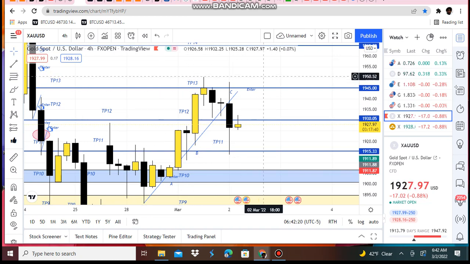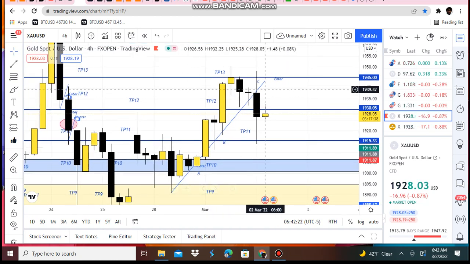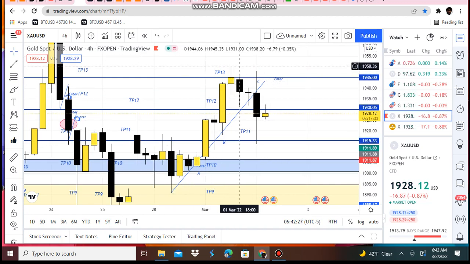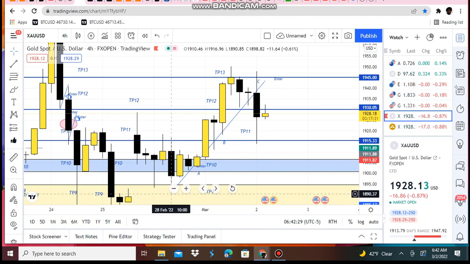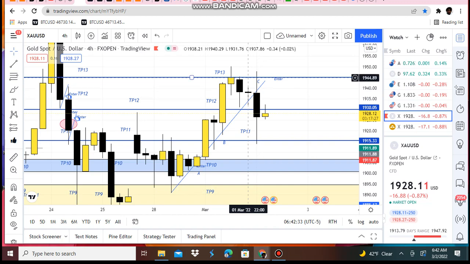We've been in an uptrend. You can see on the 4 hour, we're in an uptrend. You see this trend line, and we know we've been in an uptrend from February 28th, 2022, take profit 9, all the way up to March 1st, 2022, 1950. And then what do we see?